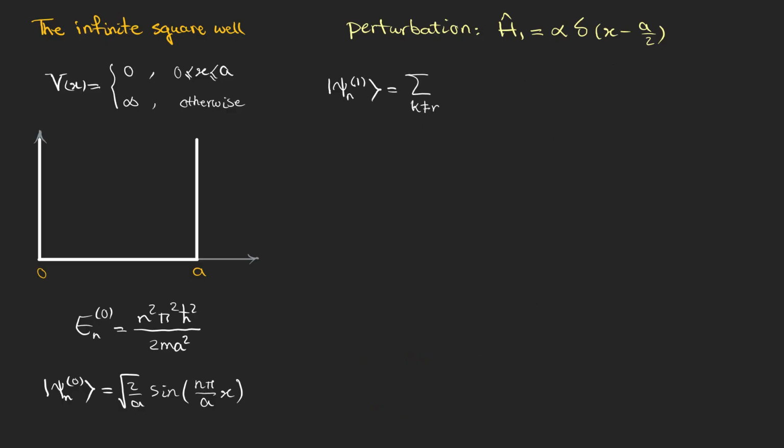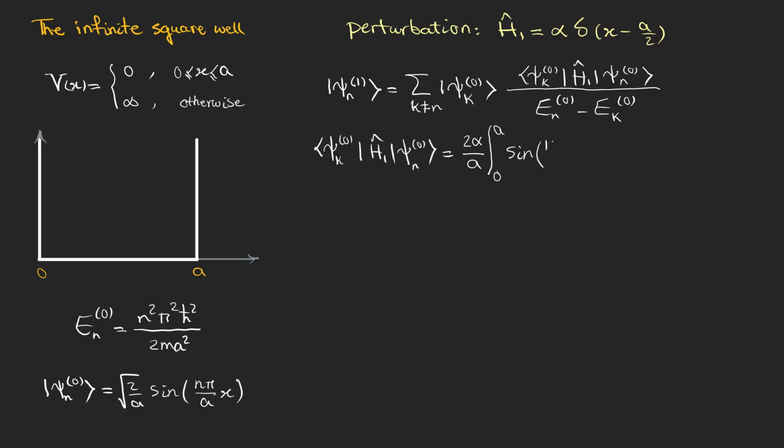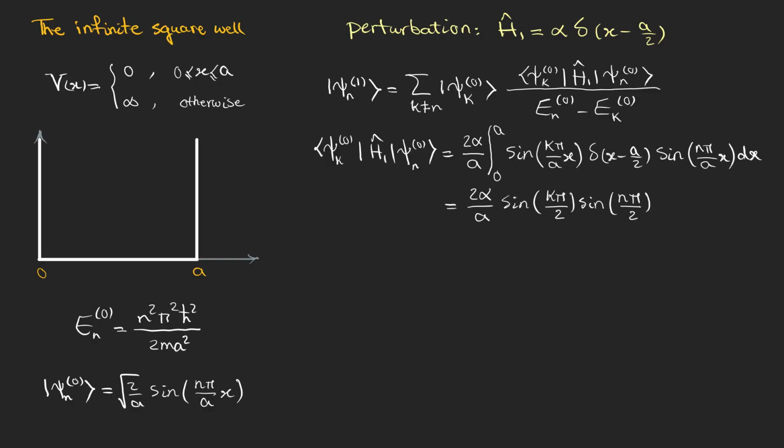Next, we are going to find the first order correction to the eigenfunctions using this expression. Let's start with the numerator. This time we have two different quantum numbers k and n. The delta function forces the integral to be this value. For the denominator, we can use the expression on the left for the unperturbed energy values and get this expression that involves n squared and k squared.